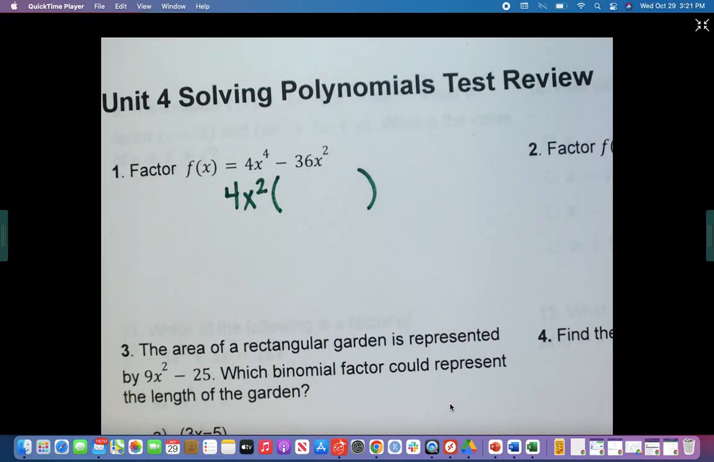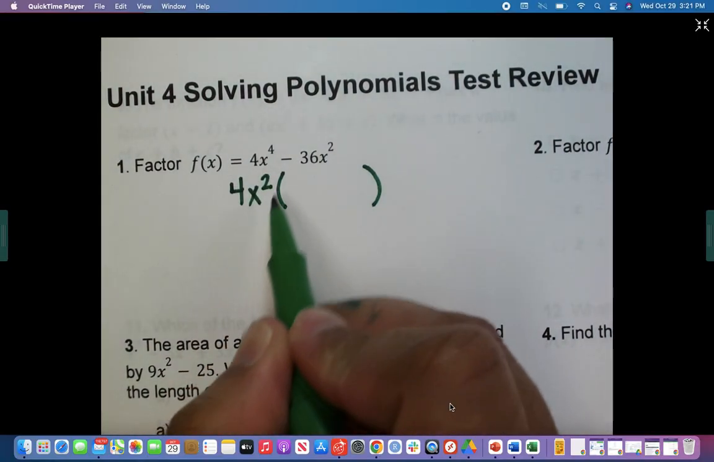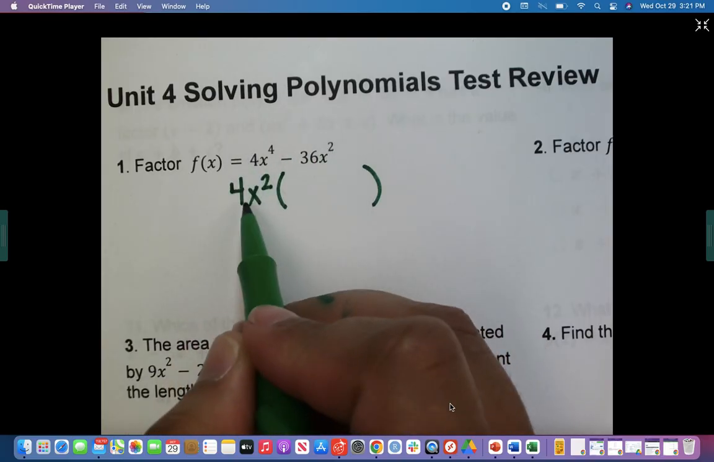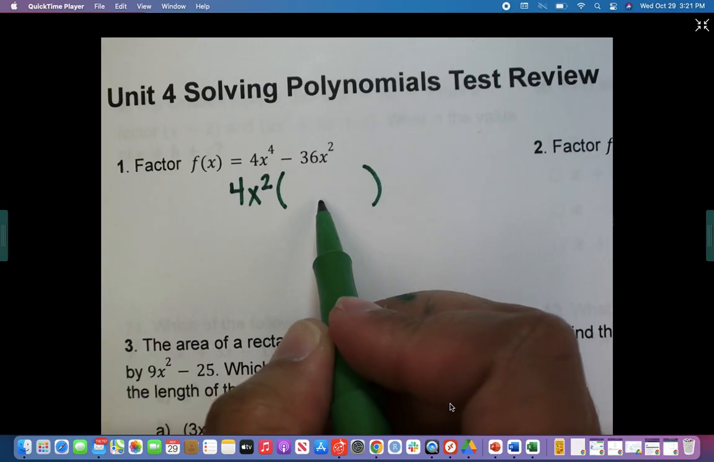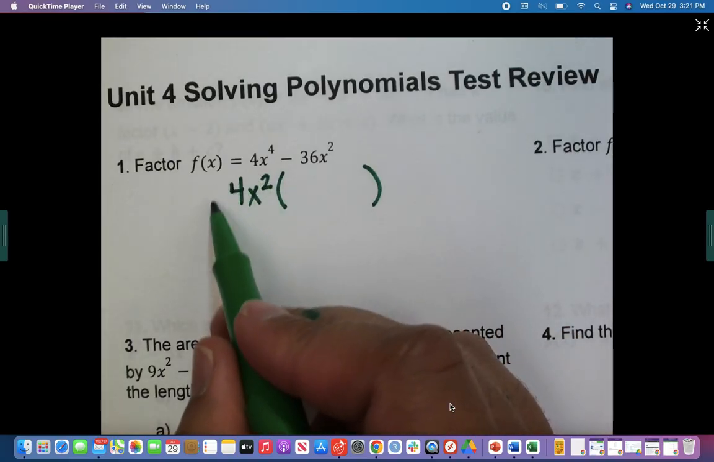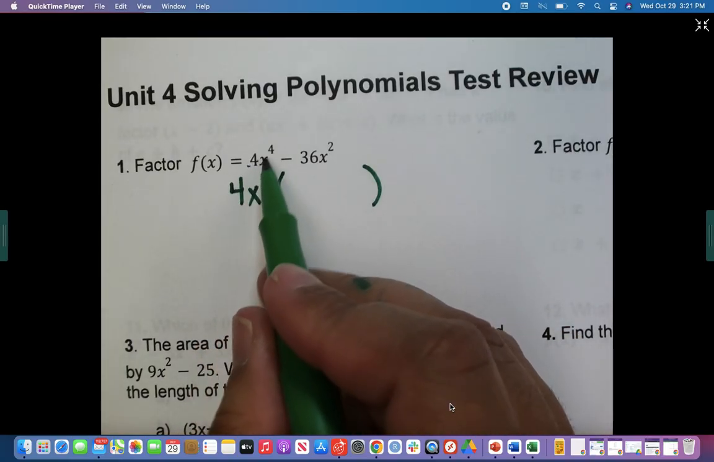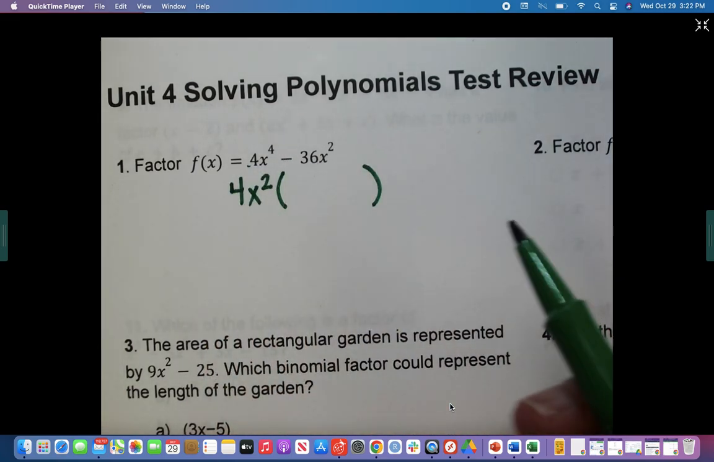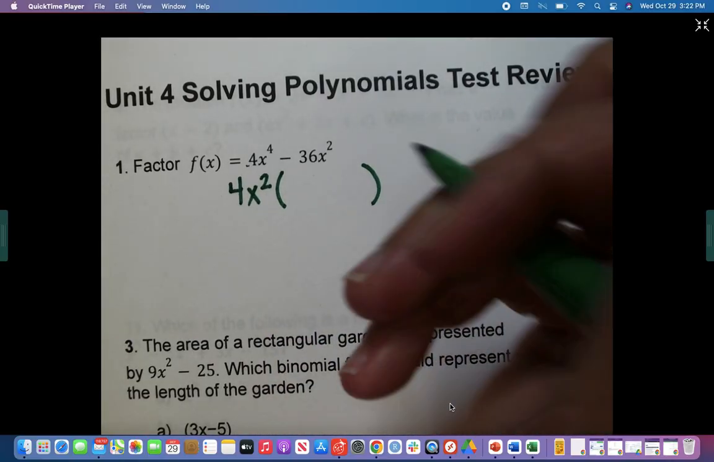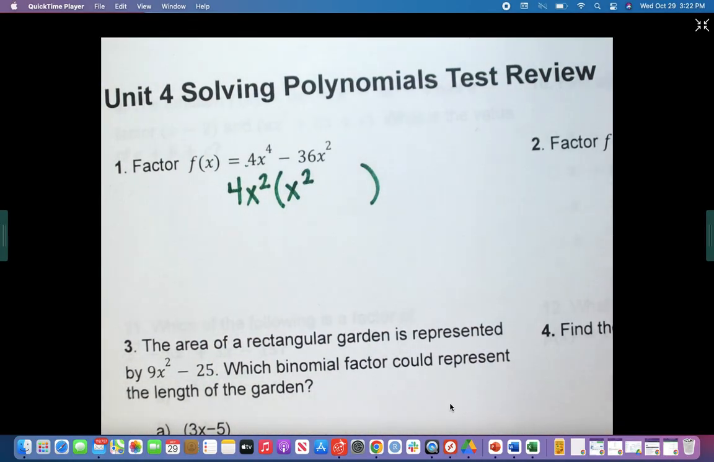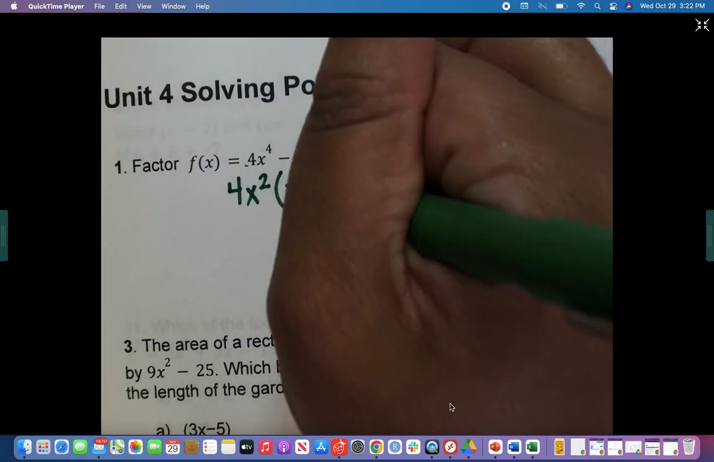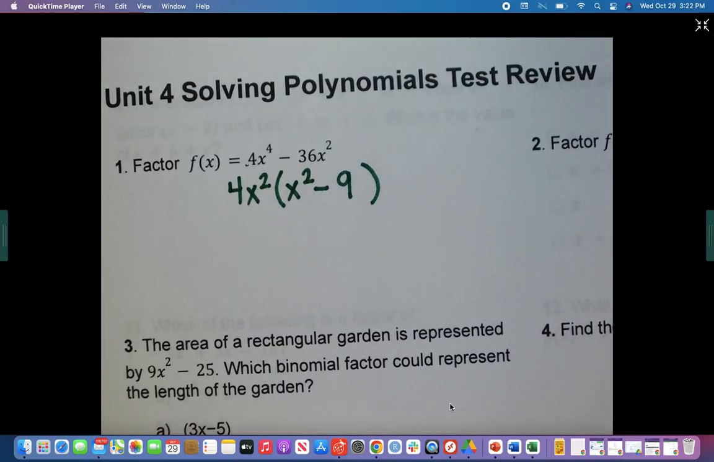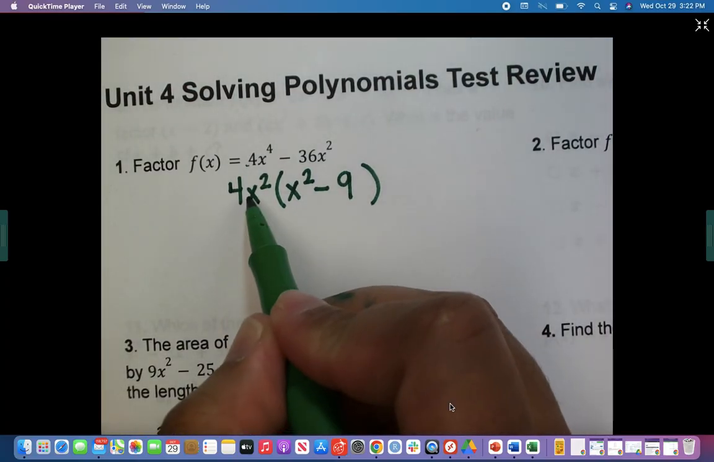And then what's left in parentheses. Remember, we are factoring this out, so technically we are dividing our terms by this GCF, and that's what's left inside. So that's one way to think about it. Or you could think about 4x squared times what would give you 4x to the 4th, and same thing, 4x squared times what would give you negative 36x squared. So 4x squared times x squared would give us 4x to the 4th, minus 9, because 9 times 4 is 36. So we factored out the GCF.